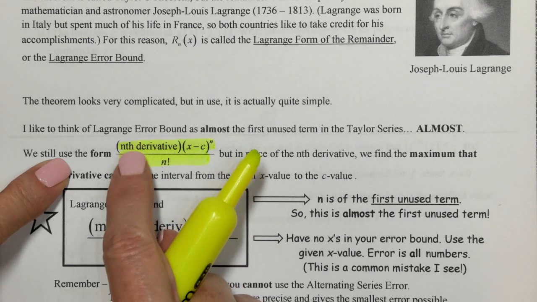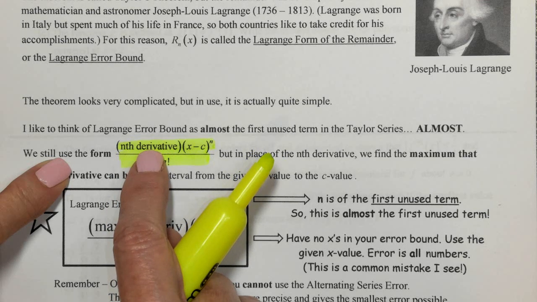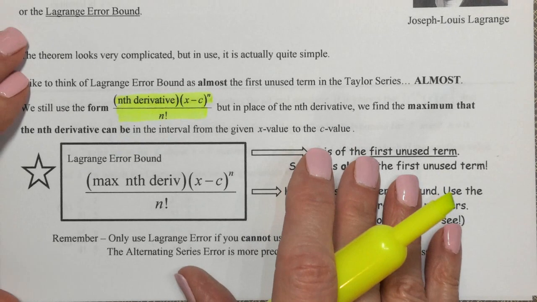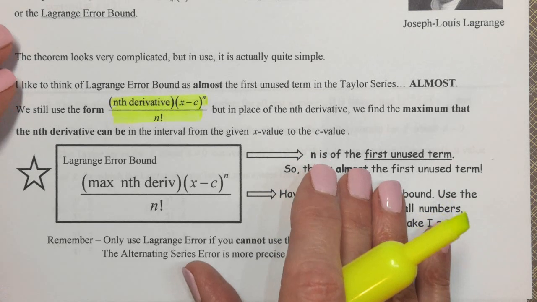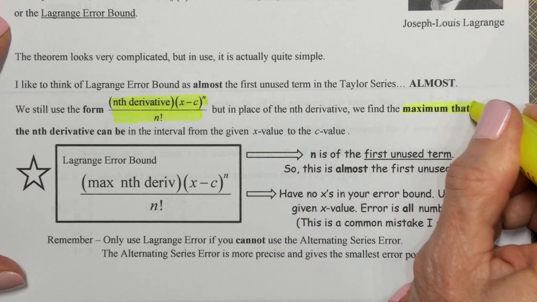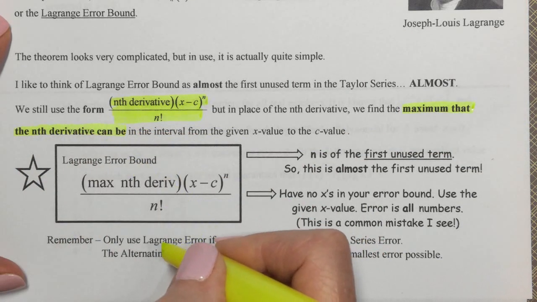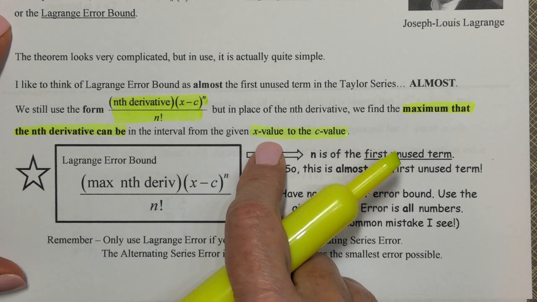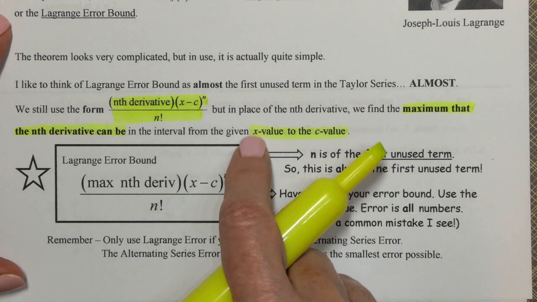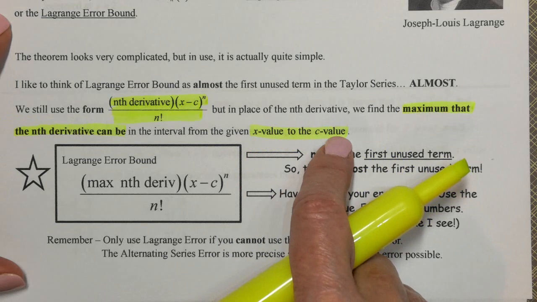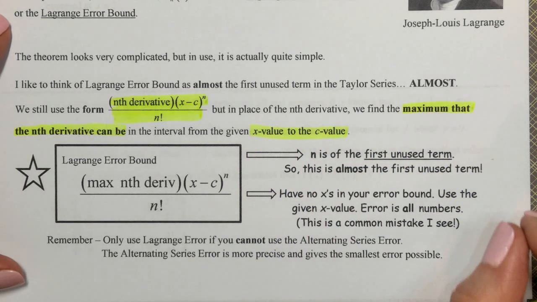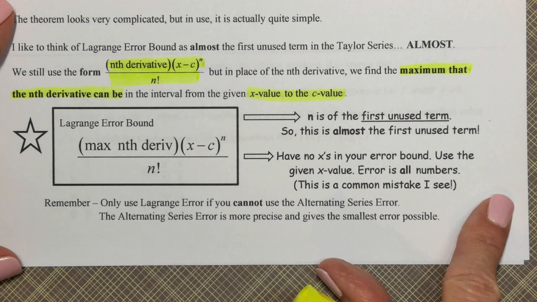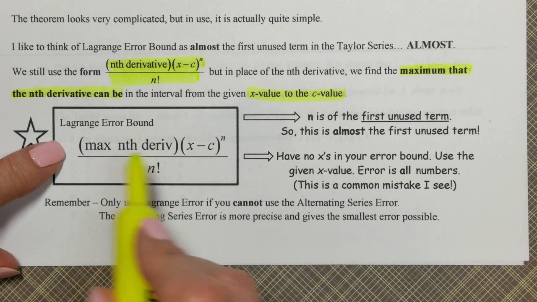The difference is this nth derivative. For the Taylor series, we always find the nth derivative at c, at our center, right? Well, that is not true for the error bound. Instead, we will find the maximum that the nth derivative can be in the interval from the given x value in your approximation to the c value. Say you're approximating f of 2.2 or whatever; 2.2 would be your x value. So it's the maximum that the nth derivative can be in this interval. Almost the first unused term.